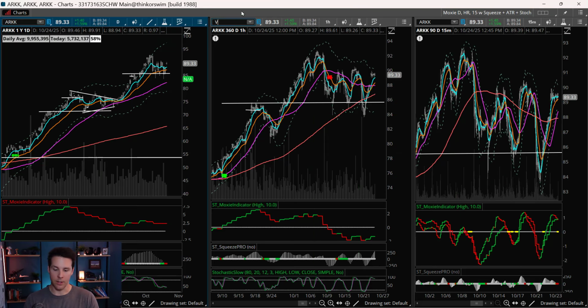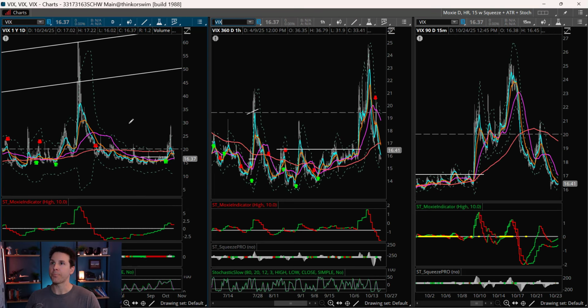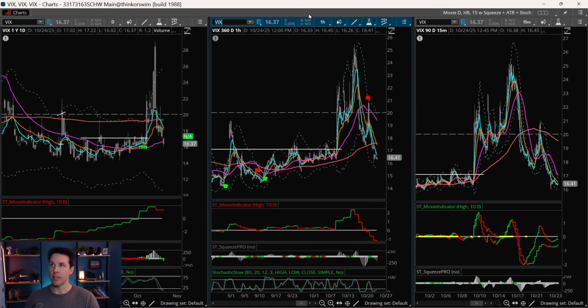Now, if we look at the VIX in through here, the Moxie indicator, and the way that I trade and how I teach you guys and show you stuff was giving us a heads up. We saw this VIX start to build, and I was like, ooh, something's going on, something's going to happen. And it did happen.